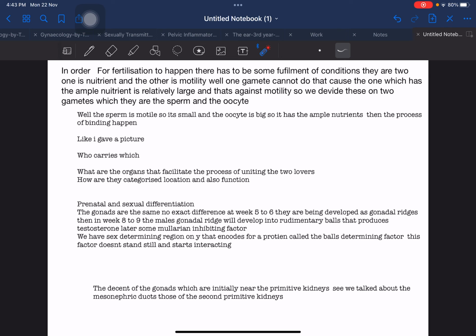Yeah, we talked about the copulatory organs. Yeah, you got it. The fallopian tube, uterus, and the cervix and vagina. This guy has the dicks and stuff.